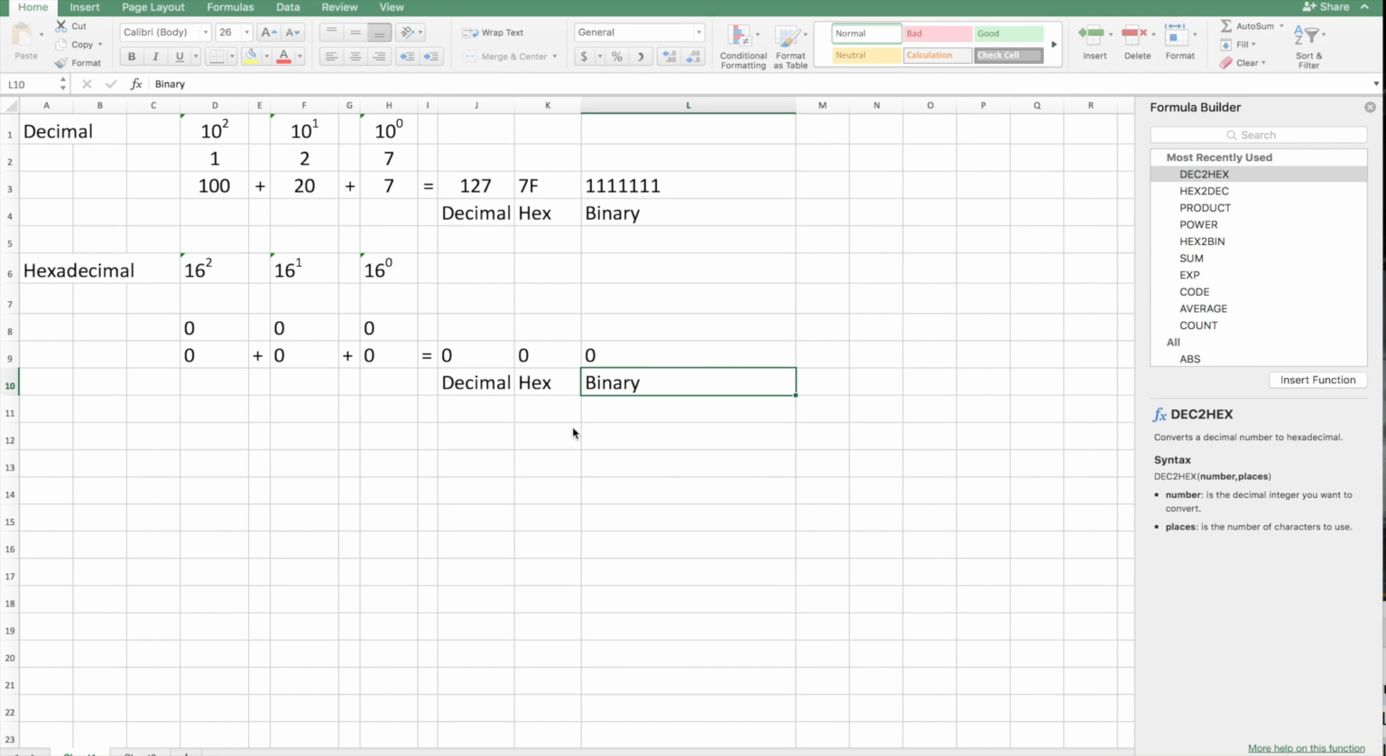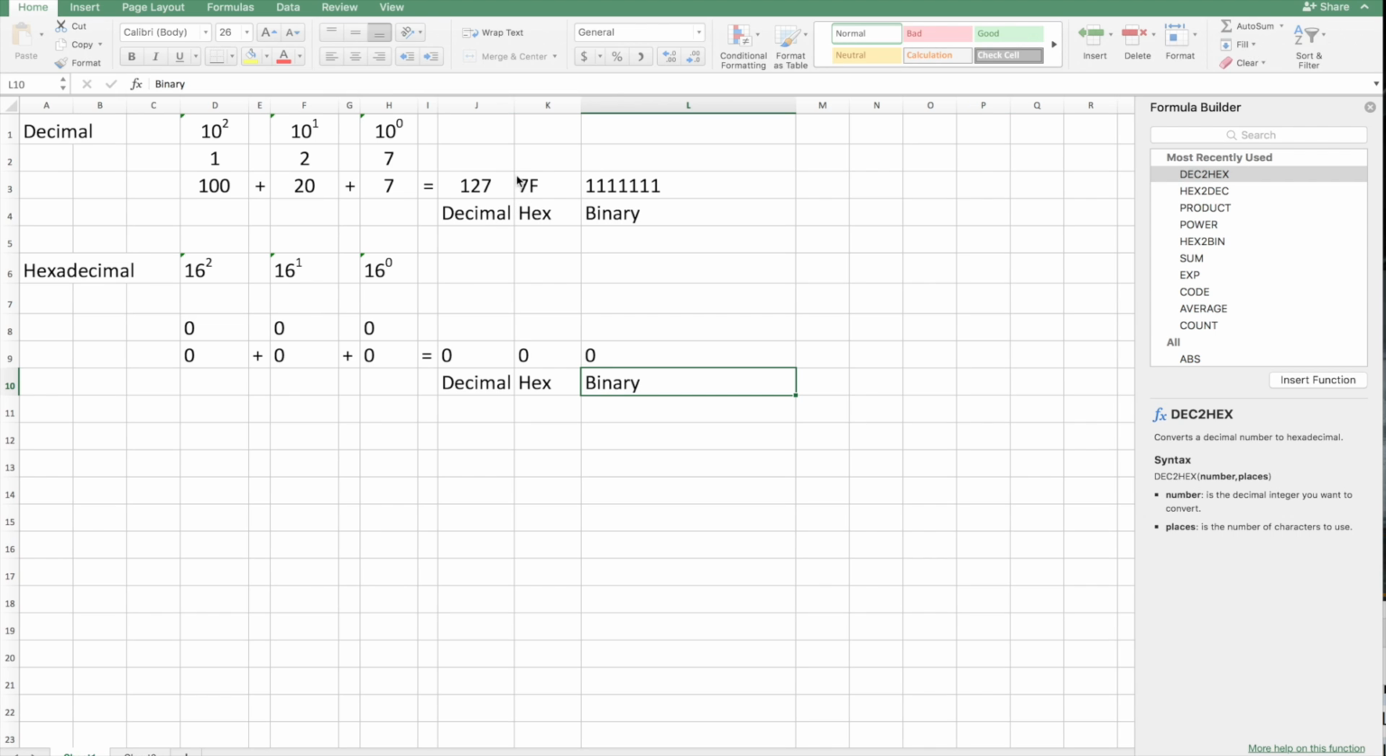Okay, now let's take a look at hexadecimal. If we look at it in the same light that we were looking at the decimal system, the hexadecimal system is base 16, so it has a 16 to the 0 column, a 16 to the 1 column, and a 16 to the second power column. So let's put in an example number.